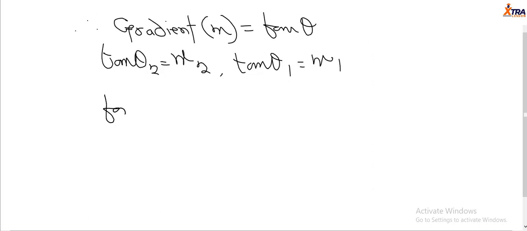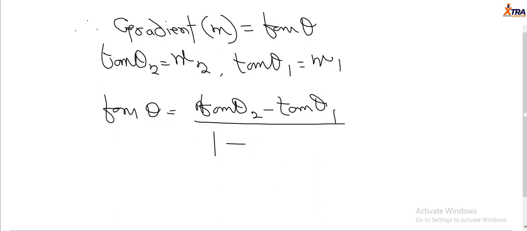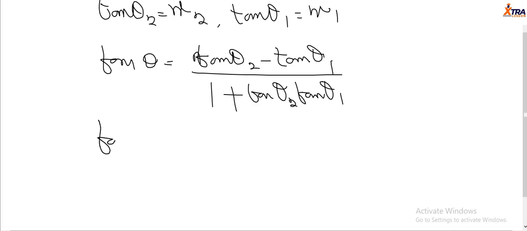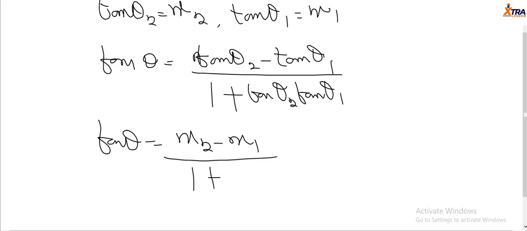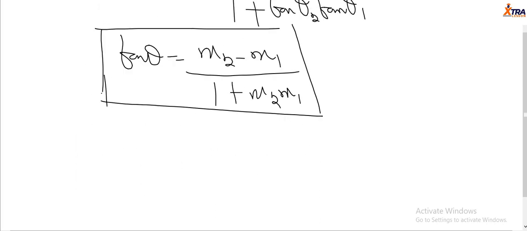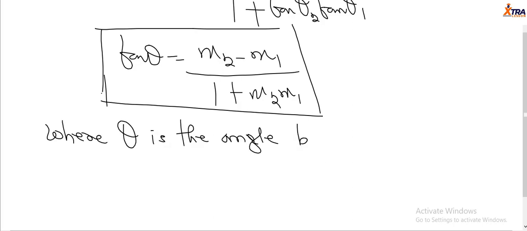So tan theta now becomes m2 minus m1 over 1 plus m2 m1. So we have tan theta equals m2 minus m1 divided by 1 plus m2 m1, where theta is the angle between the two lines.